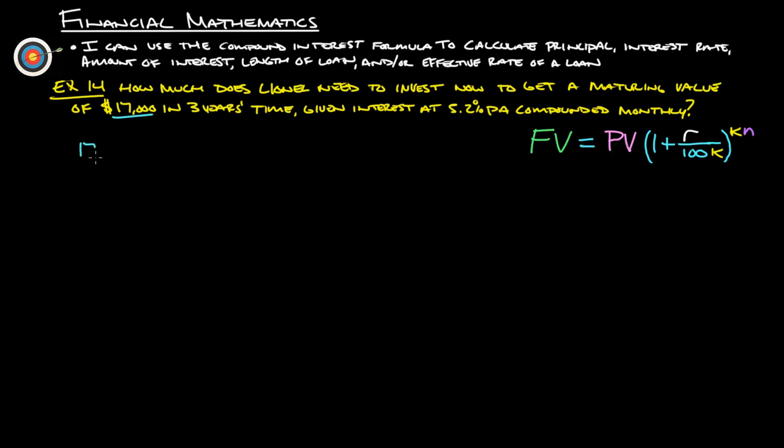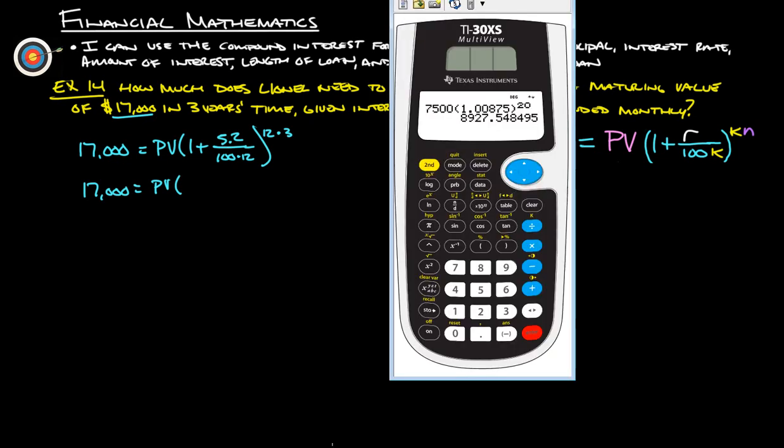So we get 17,000 because we want to end up with 17,000. We want to know how much we need to invest now. Okay, 1 plus our rate is 5.2 over 100 times, now compounded monthly is monthly. There's 12 months in a year, so that's going to be a 12. This is going to be a 12, and after 3 years' time, 17,000 is going to equal PV times, let's see, let's calculate what that is.